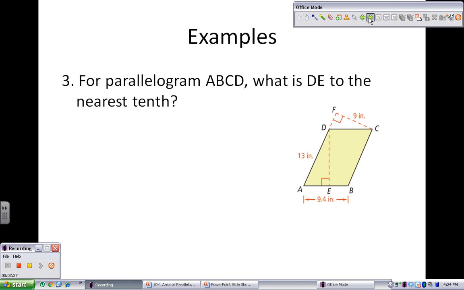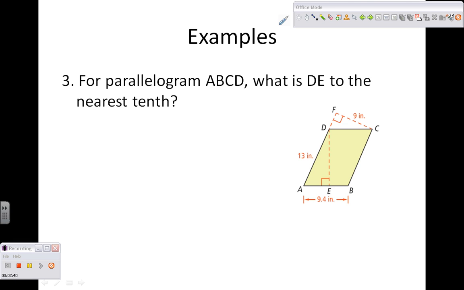Okay. One more example that's a little more in depth in terms of the process. For this parallelogram, we want to find DE to the nearest tenth, and DE is right here. Well, it's a height, so the way to find a height is if I have the area, but it doesn't give me the area. What I know is that this is the height to this base. I also have this base with this height. So first I use that to find my area, and I have a base of 13 inches times a height of 9 inches, so I have 135 square inches as my area.